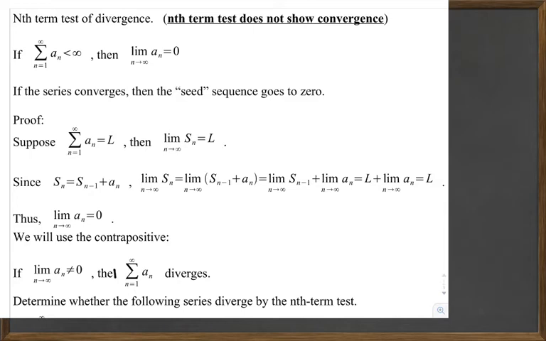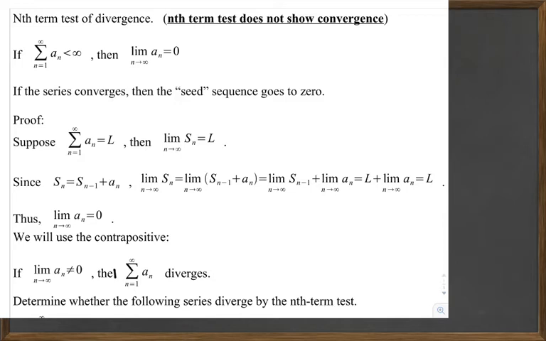So if we say the sum n equals 1 to infinity of a sub n is less than infinity, that's just a way of saying that the series converges, then the limit as n goes to infinity of a sub n is equal to 0. If the series converges, then the sequence goes to 0.